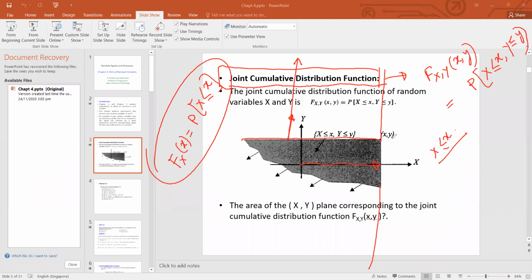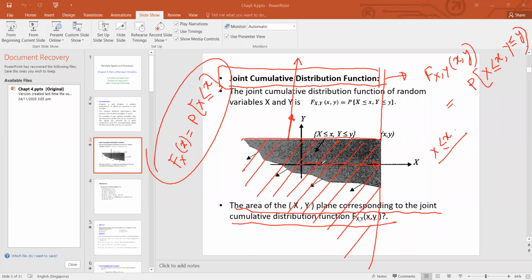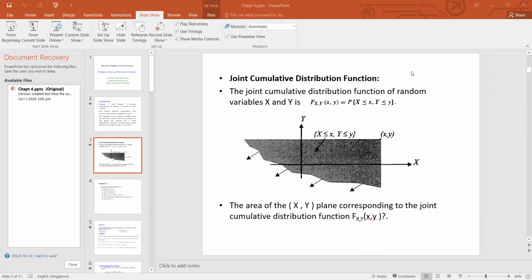So when I'm talking about this, I am actually surrounding an area, bounded by two values. One is the value of x, another one is the value of y. So this is the CDF. The area of the XY plane corresponding to the joint CDF is this area. All right. Is it clear? Yes, sir. Okay.